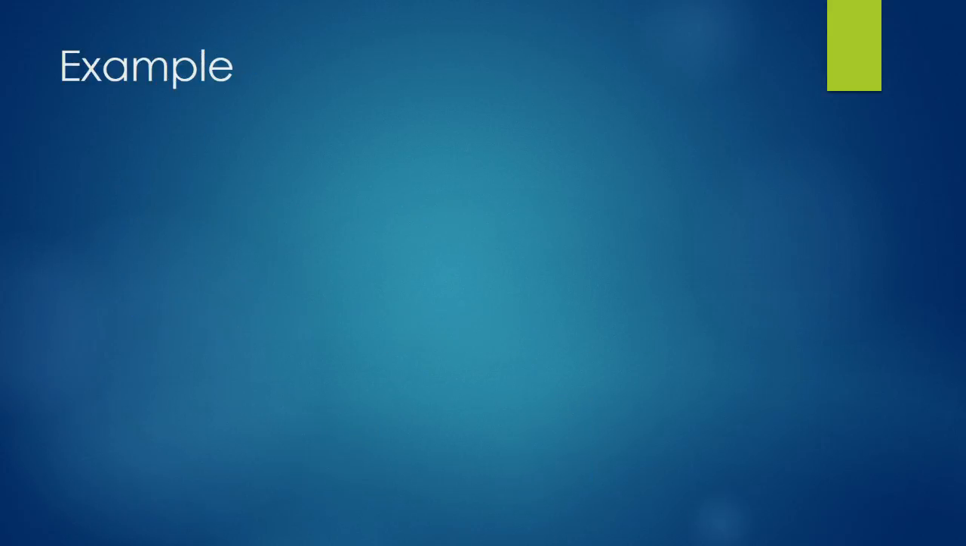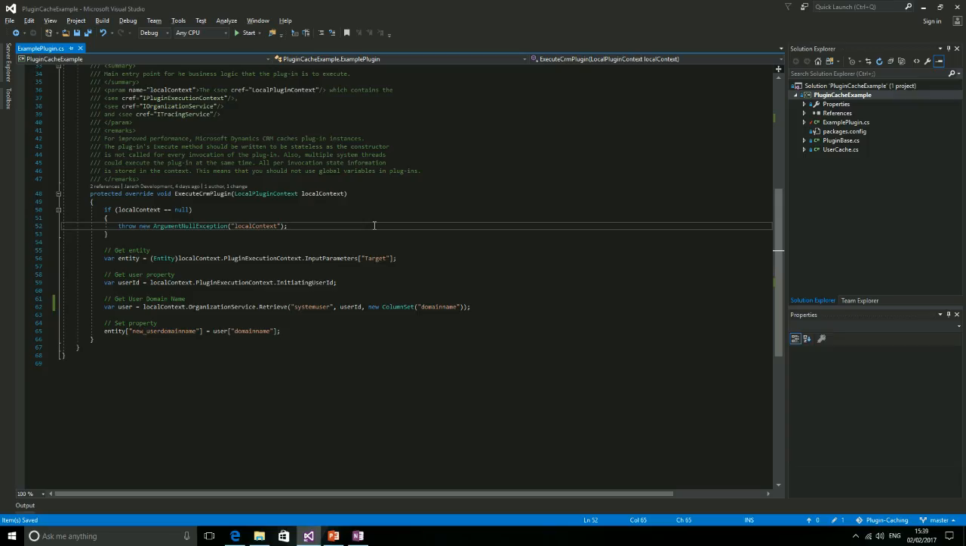So hopefully by now you've decided that your code is suitable for caching, so let's have a look at an example. So here I have a really simple plugin which, when triggered, will get the domain name of the user who triggered it and set a field on a record. Now, I understand that you can do this using a workflow, but I wanted to keep the example really simple just to show the concept.